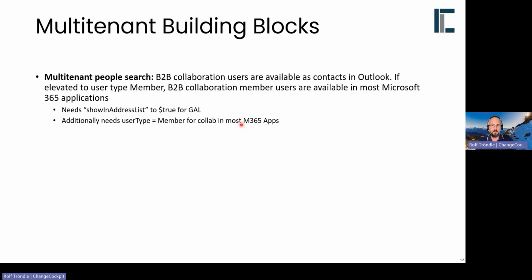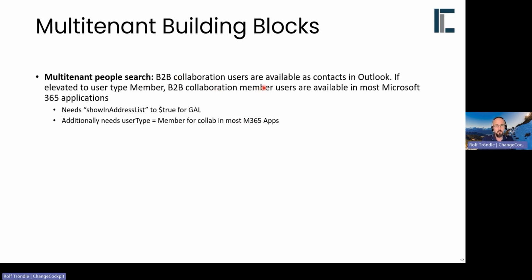Then another building block for multi-tenant organization is the feature of multi-tenant people search. That's only possible if you do a multi-tenant organization configuration. This can't be done individually. It's just a feature, a part of multi-tenant organization configuration. This is the multi-tenant people search.